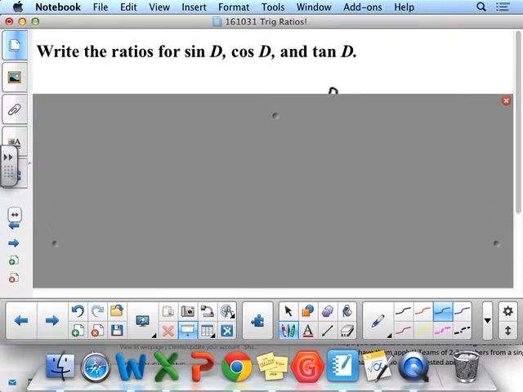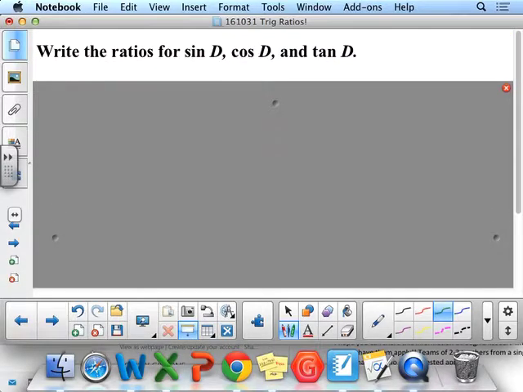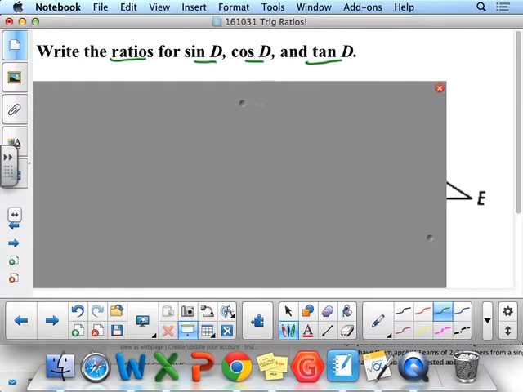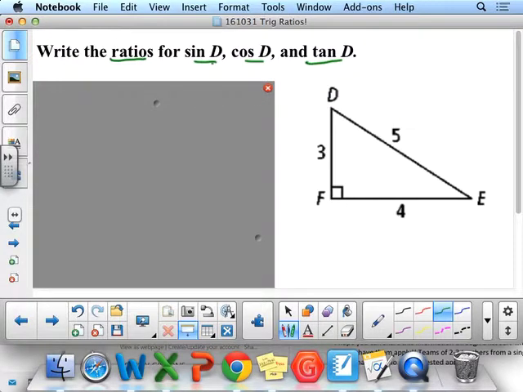So when I look at this example, it says write the ratios for sine of D, cosine of D, and tangent of D. Hopefully what you are going to notice is that D is the vertex. That's the angle from which I'm looking. I don't get to choose, they're going to tell me. So if D is going to be my theta, I'm going to label this, well, across from the 90 is my hypotenuse, across from my theta is my opposite side, and then whatever's left over has to be my adjacent.